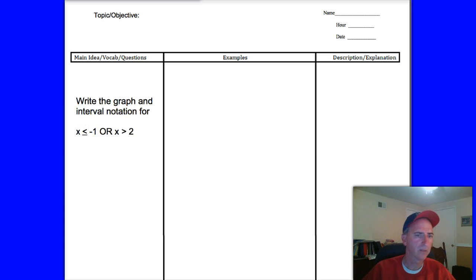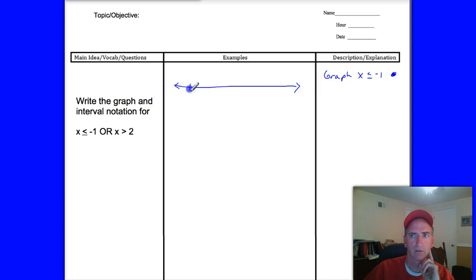I think this is the last one I need to talk through with you, just so I can say you've seen it all. And that is this. Write the graph and interval notation for this OR compound inequality, x is less than or equal to -1 or x is greater than 2. Okay? Well, let's graph x less than or equal to -1. Well, I know that's a closed circle, so let's draw a number line here. It's a closed circle, and it's going to the left because numbers less than -1 would include numbers like -2, -3, -4, -5. Get my point? Numbers going this way.